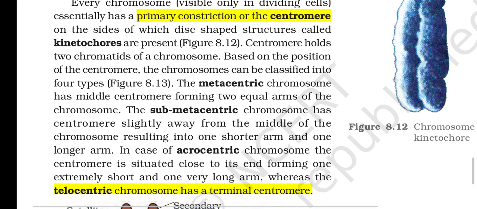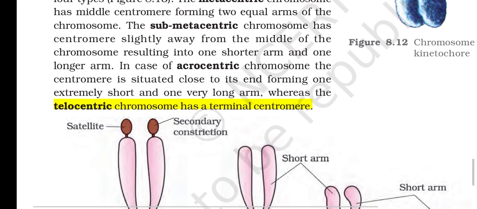The metacentric chromosome has middle centromere forming 2 equal arms of the chromosome. The submetacentric chromosome has centromere slightly away from the middle of the chromosome, resulting into one shorter arm and one longer arm. In case of acrocentric chromosome, the centromere is situated close to its end, forming one extremely short and one very long arm, whereas the telocentric chromosome has a terminal centromere.